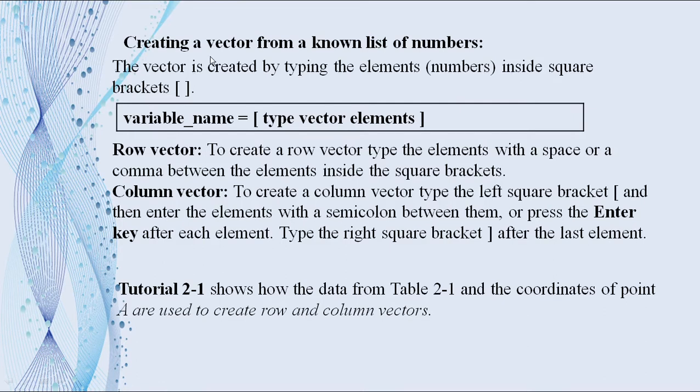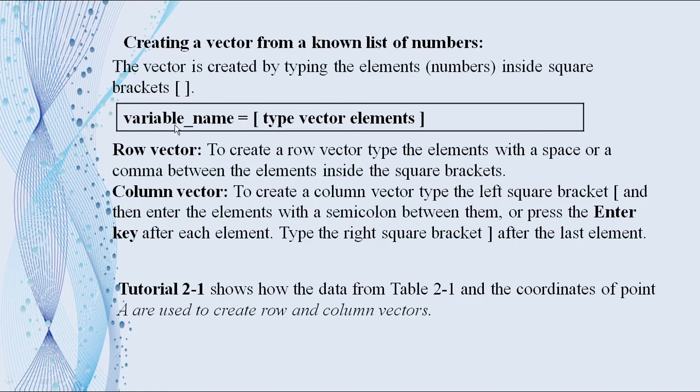How to create a vector from the known list of variables? So you know the list of numbers, so how can we enter it? The vector is created by typing the elements, the numbers, inside the square brackets. So inside the square brackets you have to type the numbers.